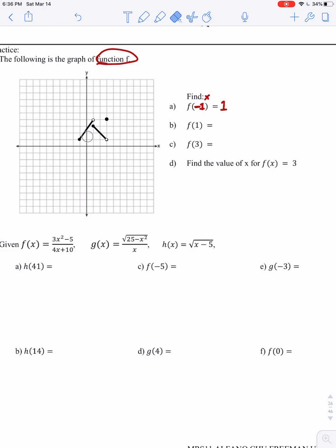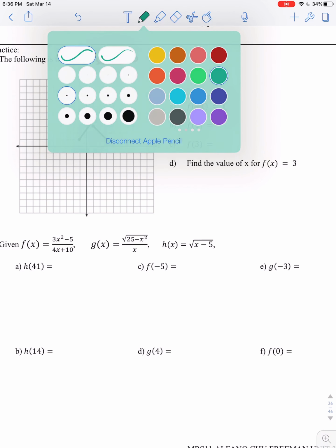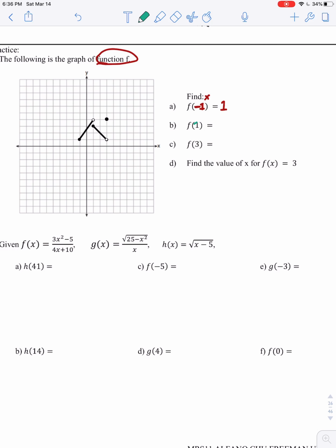Okay, let's try that with B. What is my output when my input is 1? So again, my x value is 1. So I'm going on my x-axis to 1. That's right here. And I want to go up and down until I find the y value that works. That's going to be 3, because this is the point (1, 3). C.